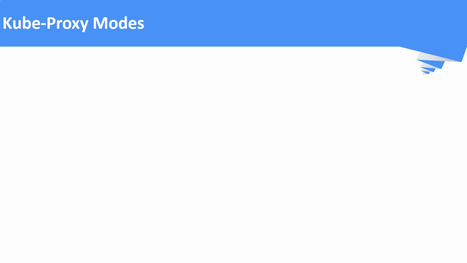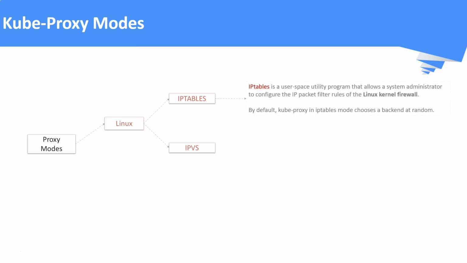Kube-Proxy Modes. The Kube-Proxy starts up in different modes which are determined by its configurations. On the Linux nodes, the available proxy modes are IP tables and IPVS. IP tables uses IP packet filtering technique on the Linux kernel firewall to enable routing. IP tables is the default proxy mode for Kubernetes implementations. Kube-Proxy in IP tables mode chooses a backend pod at random.